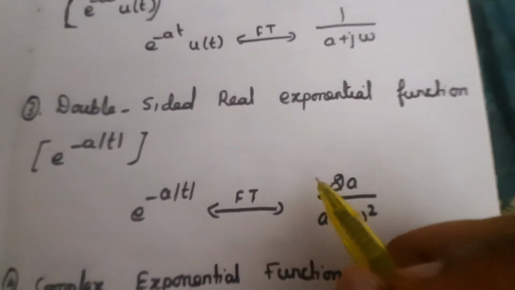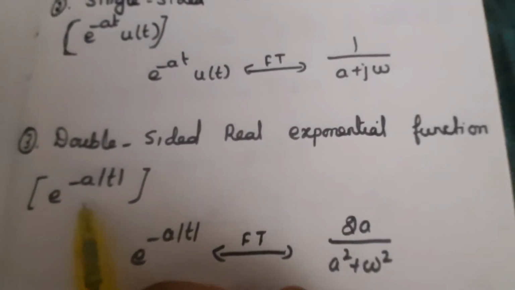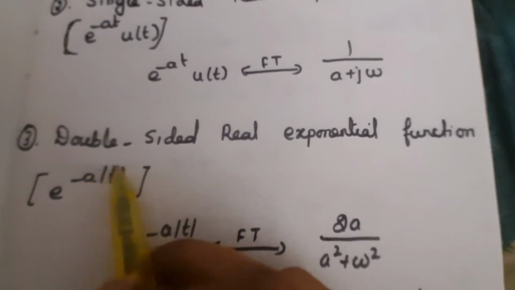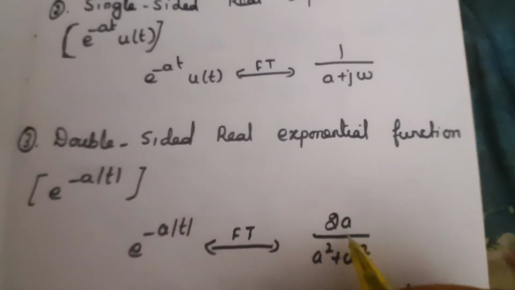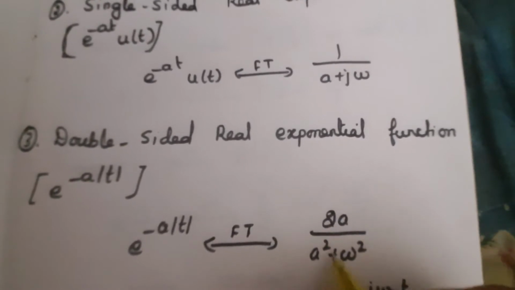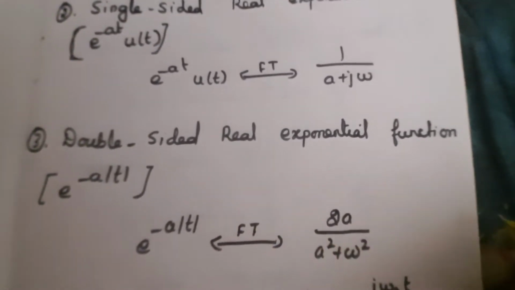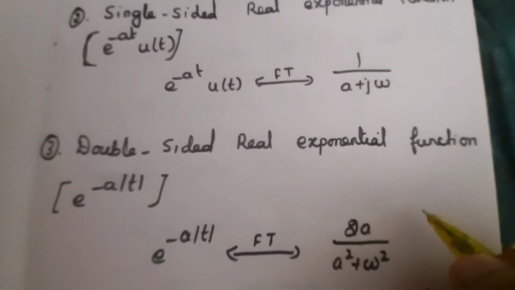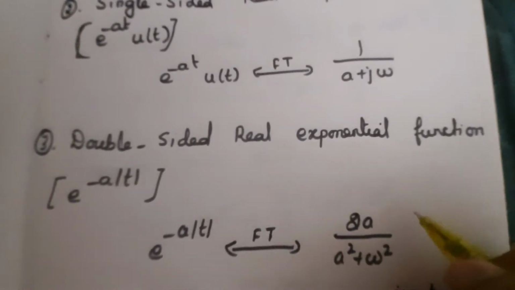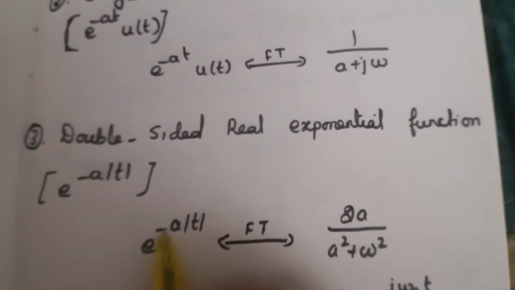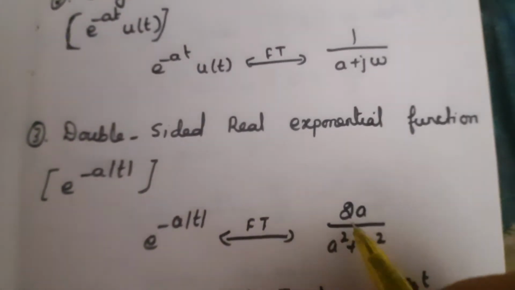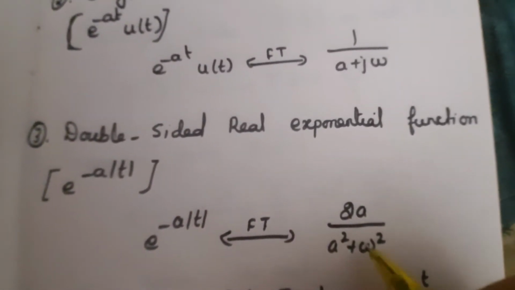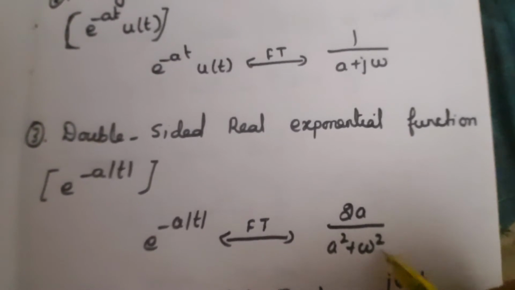Similarly, the double-sided real exponential function, that is e power minus a modulus of t. The Fourier transform pair here is 2a divided by a square plus omega square. And this is for the double-sided real exponential function. E to the power minus a mod t is equal to 2a divided by a square plus omega square.